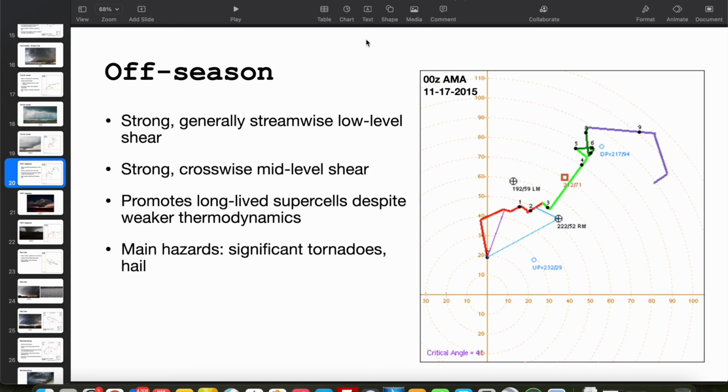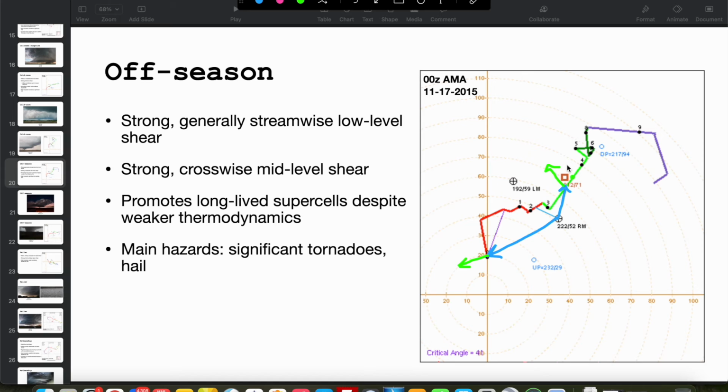Now let's look at our off-season outbreak type setup. Very similar to the cold core event, but generally stronger low-level shear. Generally stronger and streamwise low-level shear, with mostly strong and crosswise mid-level shear. If we do our technique here for the low levels at the surface, you'll notice we have pretty strong streamwise vorticity. But if we move off to the mid-levels, between 3 and 4 kilometers, we have very much crosswise mid-level shear. And that's generally the case with these off-season outbreaks.